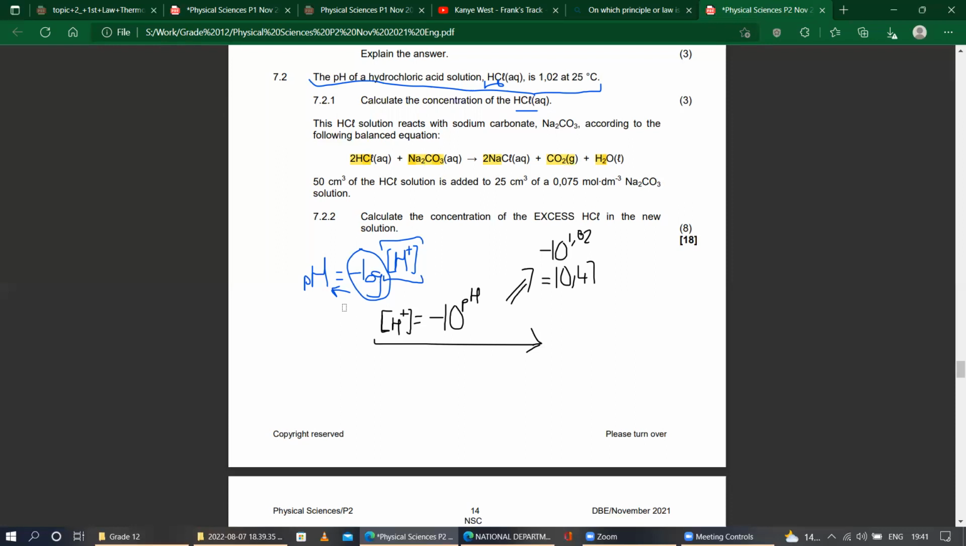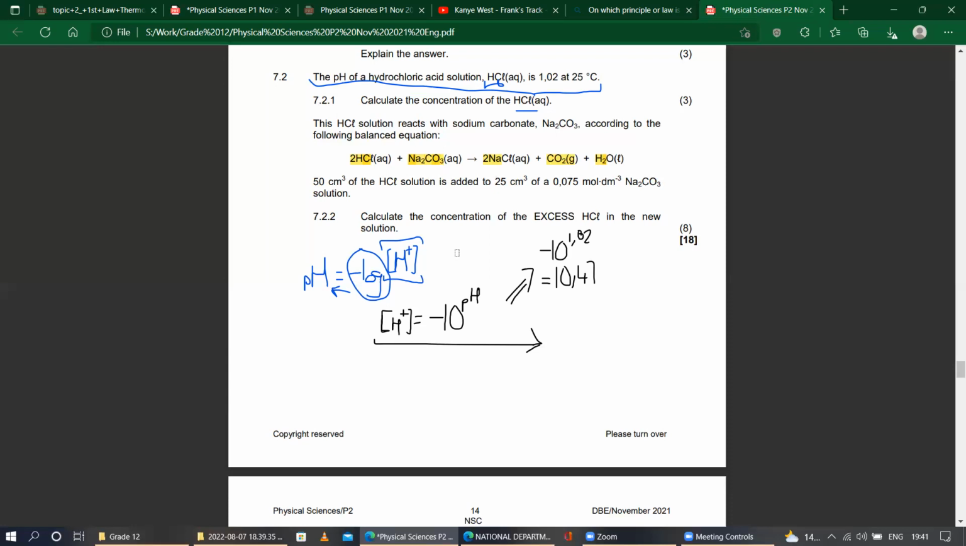So they say 50 cubic centimeters of HCl solution is added to 25 cubic centimeters of a 0.075 mole per cubic decimeter sodium carbonate solution. Calculate the concentration of the excess hydrochloric acid in the new solution.